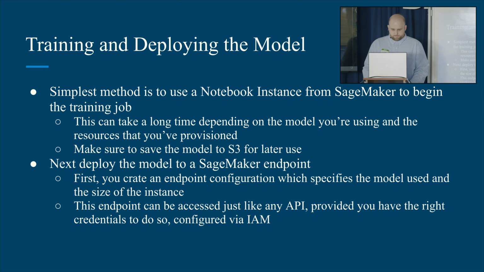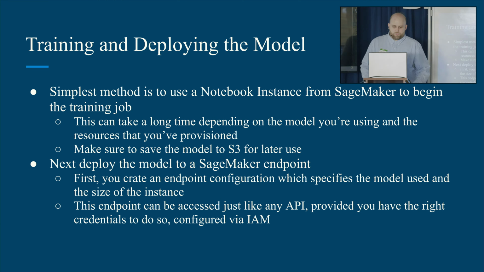So next we get to training and deploying the model. The simplest method is to use a notebook instance on SageMaker to begin the training job. These are fairly simple to spin up, and for the training job, you use the SageMaker Python library. It's set up to be able to run the training job really easily. Basically pass it a few commands and configure the job. And when you run it, it's going to take a while, especially depending on the resources you provision.